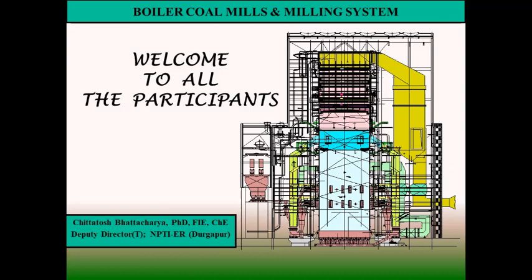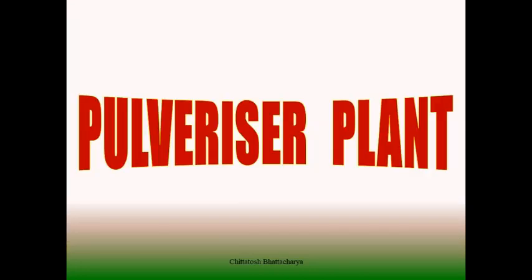Today we are going to discuss the pulverizer plant and milling system, which are one of the essential boiler auxiliaries to burn the fuel after processing in this plant for effective steam generation.